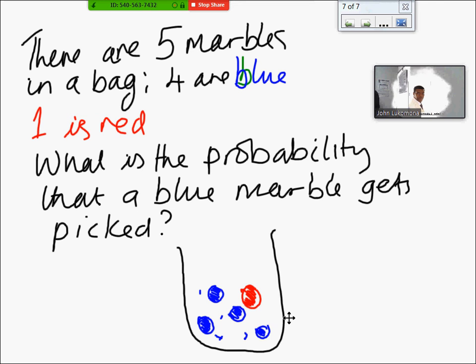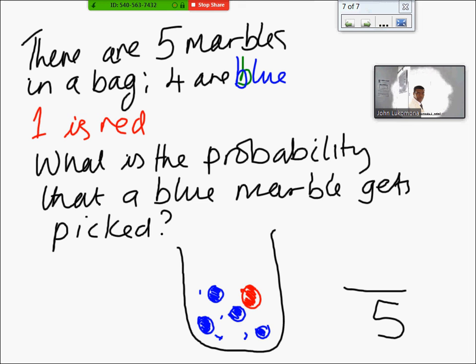Any of these marbles can be picked. So the probability would be, you draw a line like that, the total number of outcomes is 5, because we are told there are only 5 marbles. So if I dip my hand there, and I want to pick a blue, or even if I didn't want to pick a blue, what's the likelihood that the one that comes out is a blue one?